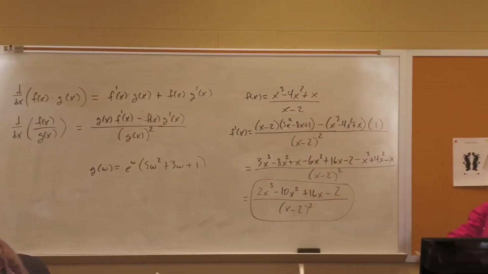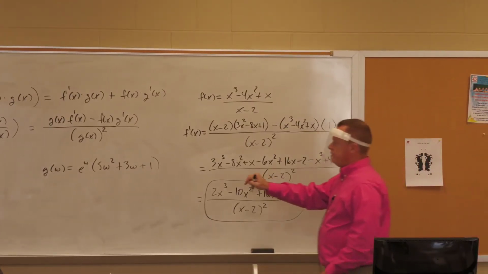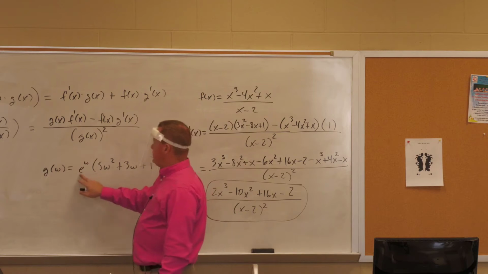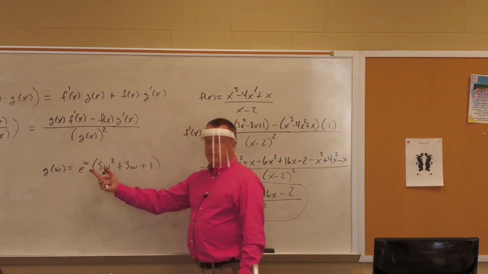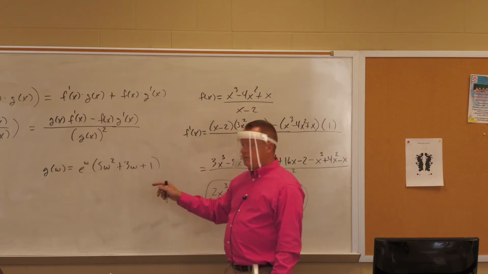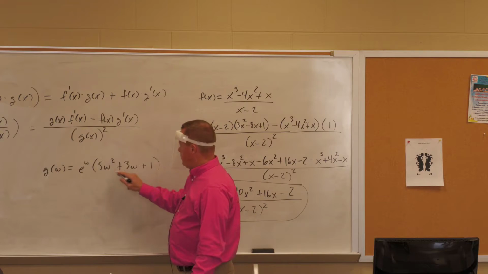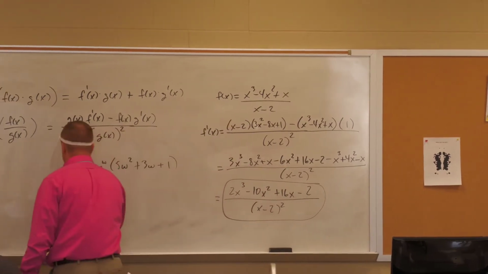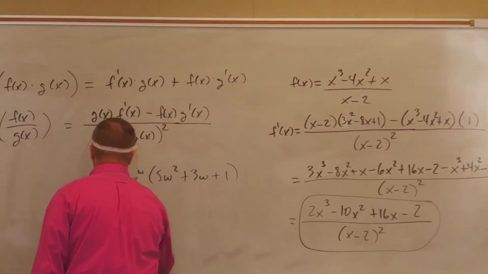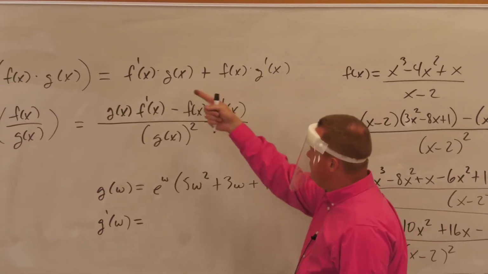Now notice if I were to distribute that out, I'm going to have two products, because I'm going to have 5w squared times e^w, which is a product of two functions, and the same thing here. So why not just leave it like it is, and I'm going to take this e^w, that function, multiply it times the second, just use the product rule. Okay, so g prime of w equals the derivative of the first times the second.